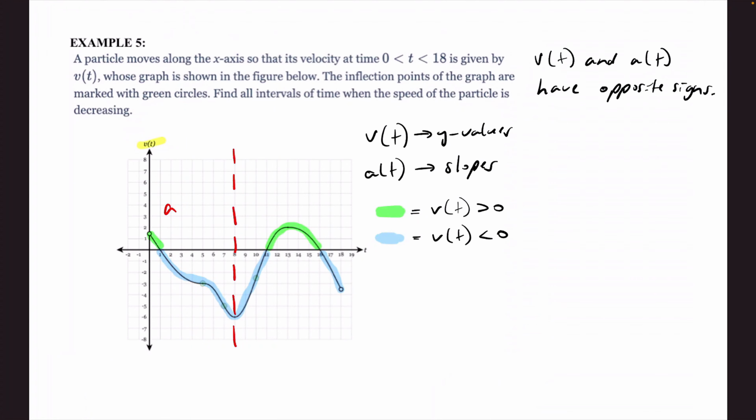So in this region here, acceleration was negative. And then it increases until about 13, right? Yeah.